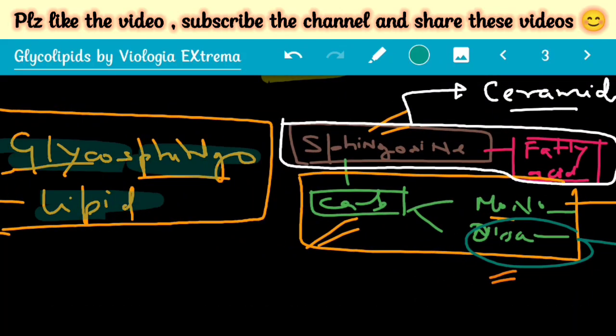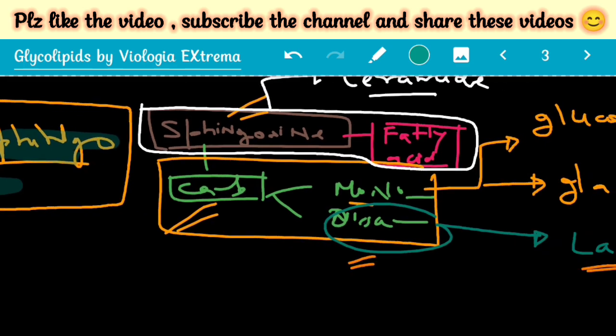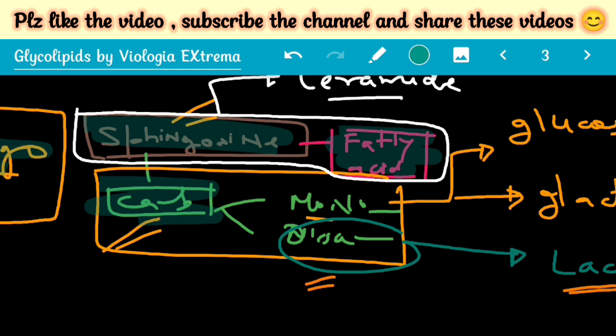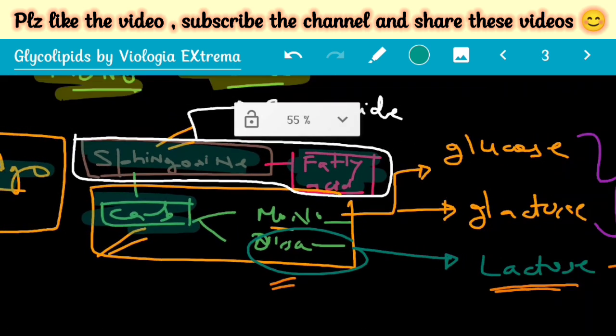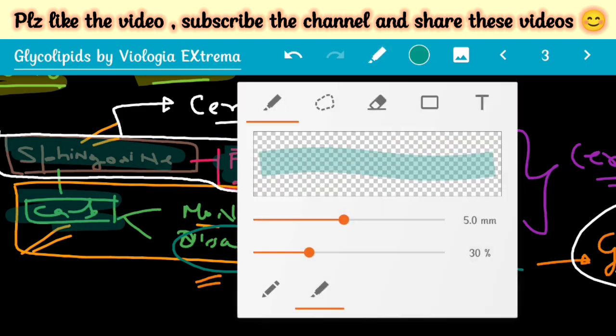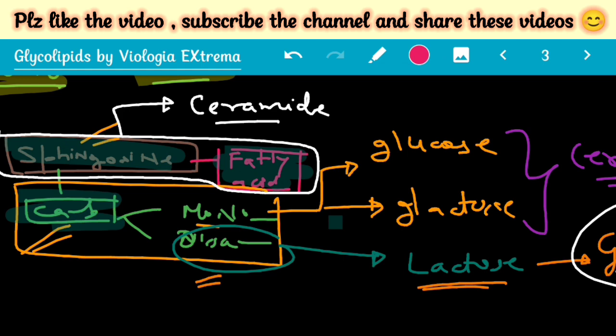We know that the alcohol is a sphingosine alcohol, and to that a single fatty acid is attached, and to that a carbohydrate is attached. What we know from the phospholipid is that this sphingosine part, when attached with the fatty acid, this region is called ceramide.